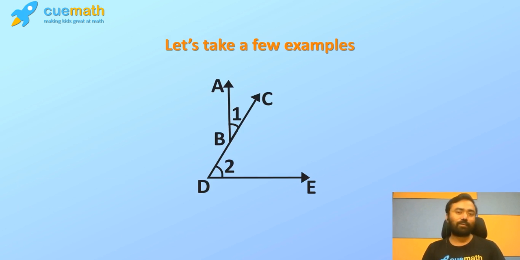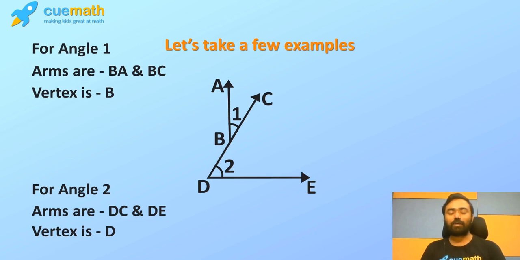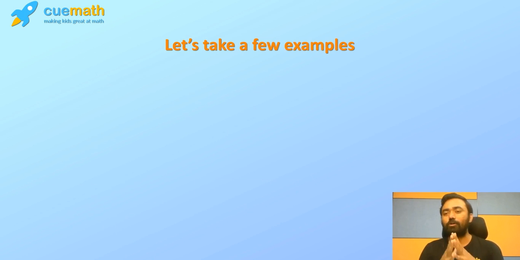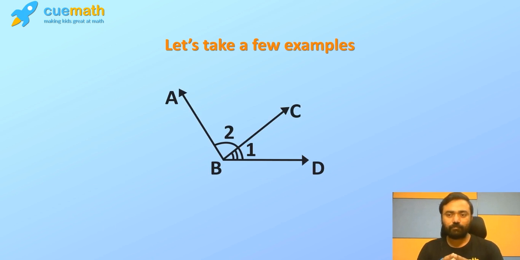Here again, we have been given two angles, angle 1 and angle 2. Now for angle 1, the arms are BA and BC, and the vertex is B. For angle 2, the arms are DC and DE, and the vertex is D. Now, if we see here, we don't have a common arm or a common vertex between the two angles. Hence, for this example, angle 1 and angle 2 are not adjacent angles. Let us now move on to the next example.